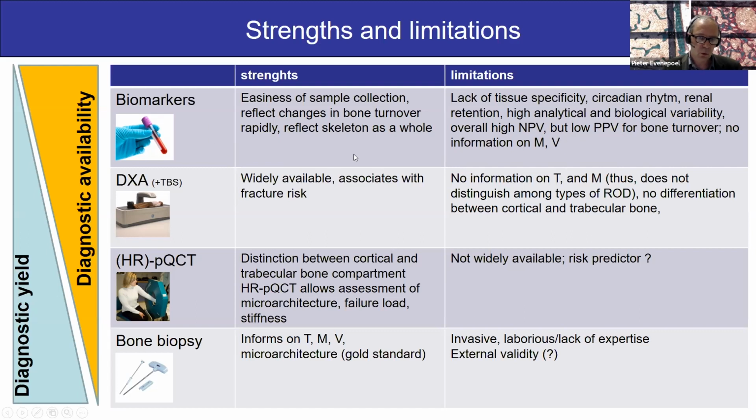Another tool which has gained popularity, certainly since the publication of the KDIGO update in 2017, is the DEXA scan. This is widely available in most countries and it nicely associates with fracture risk. But we should also know the limitations of DEXA. It doesn't give you any information on turnover, nor on mineralization. So in fact, it does not distinguish among types of renal osteodystrophy. And it also cannot differentiate between cortical and trabecular bone. This can be done by another imaging technique, the pQCT or high-resolution pQCT, which is able to distinguish between cortical and trabecular bone, but these machines are very expensive and not widely available. So this is more like a research tool than something used in clinical practice.